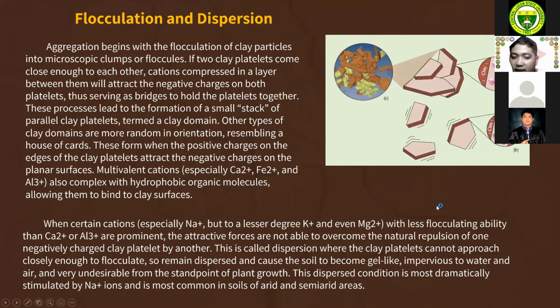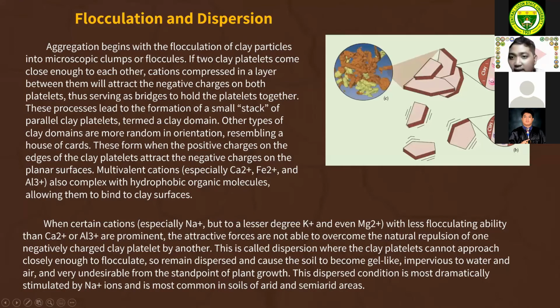Wherein, meron naman tayong mga less flocculating ability nutrients natin like sodium. So yung clay natin, which is negative, magdidikit ng sodium. Yung sodium na yon ay hindi na pwedeng dumikit pa sa another because of the charge, di ba? Sodium is only positive one. So that will cause dispersion. Yun yung tinatawag nating dispersion. Okay, that's the difference between flocculation and dispersion. So what are the other flocculating agents?